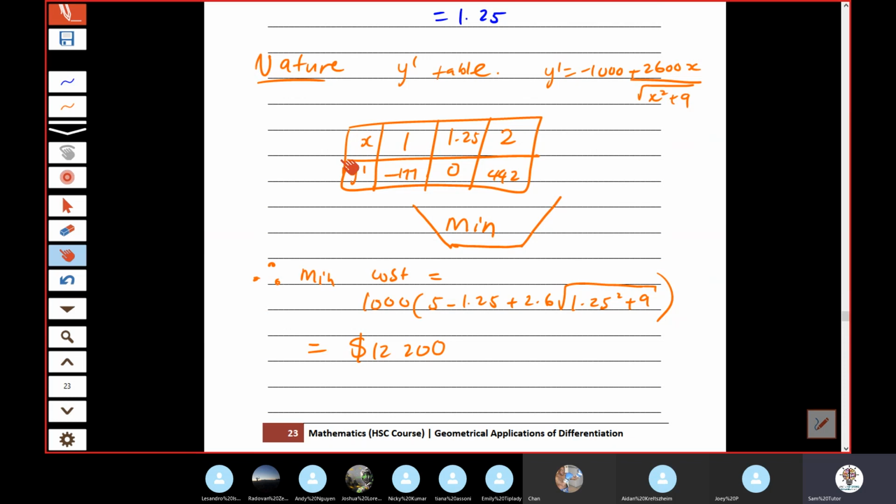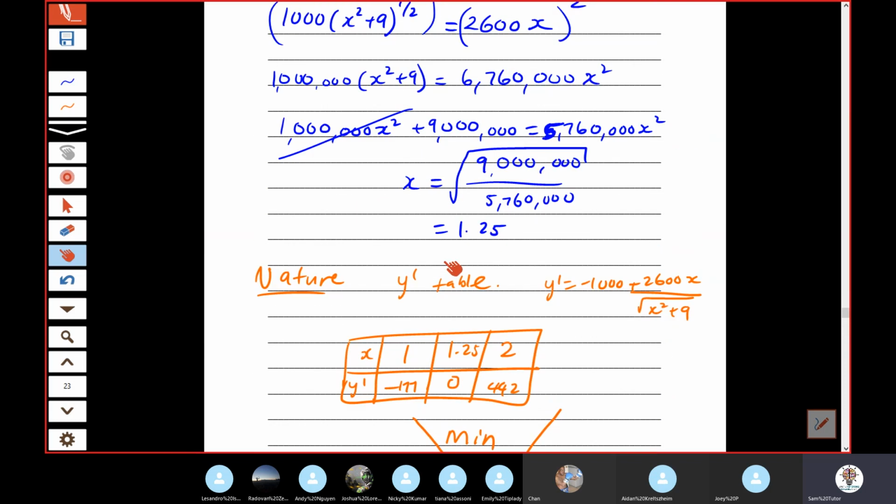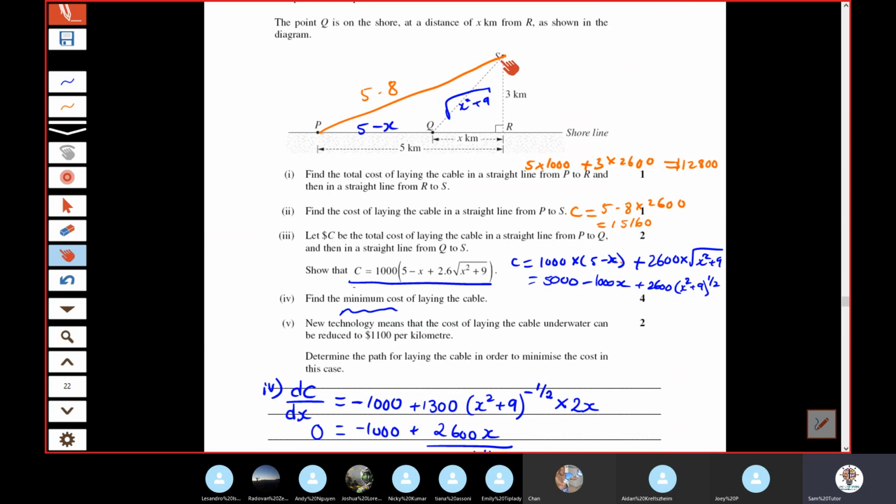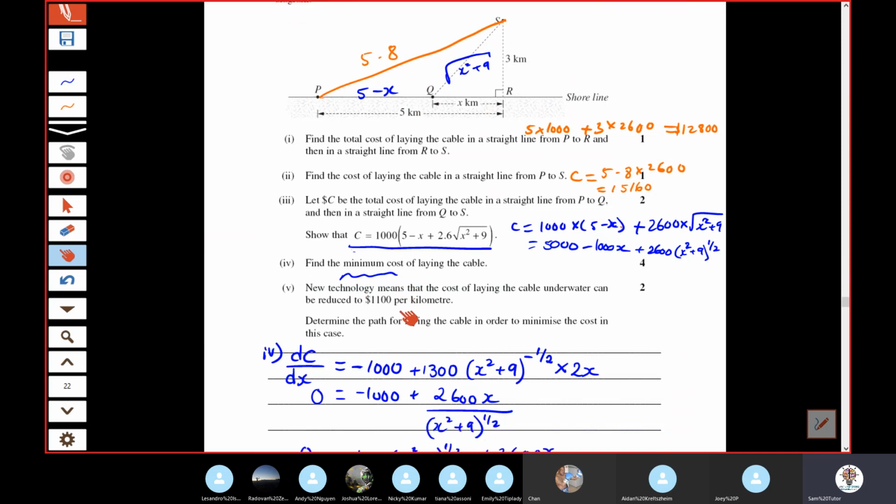Sounds good? And that's it. That's your minimum cost ever from P to Q and then Q to S. And it occurs when X is 1.25. New technology means that the cost of laying cable underwater can actually be reduced to 1,100 per kilometer. Determine the path for laying the cable in order to minimize the cost in this.